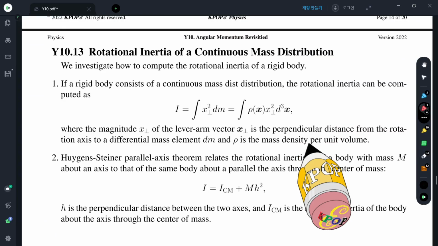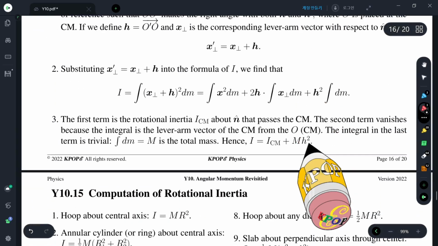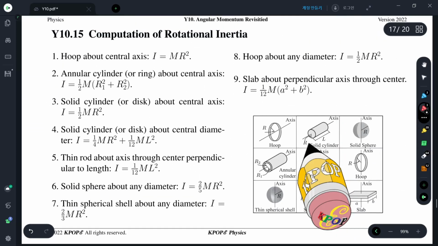In the remaining part, I would rather ask you to review all the details about the calculation of rotational inertia from the X series. I don't want to repeat all that, they are all the same. You have to remember how to compute the rotational inertia by integration.